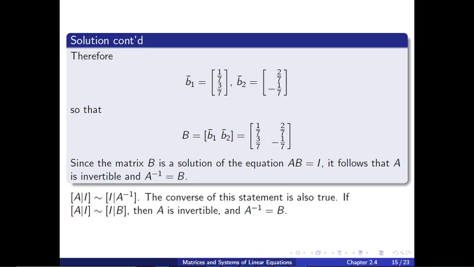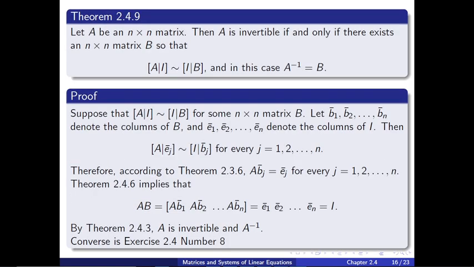So that is that. So we have a few ideas that we are going to now make concrete in the form of a theorem. So suppose we've got a matrix A, which is an n by n matrix. Then A is invertible if and only if there exists an n by n matrix B so that [A|I] is row equivalent to [I|B]. And in this case, the inverse of A is equal to B.